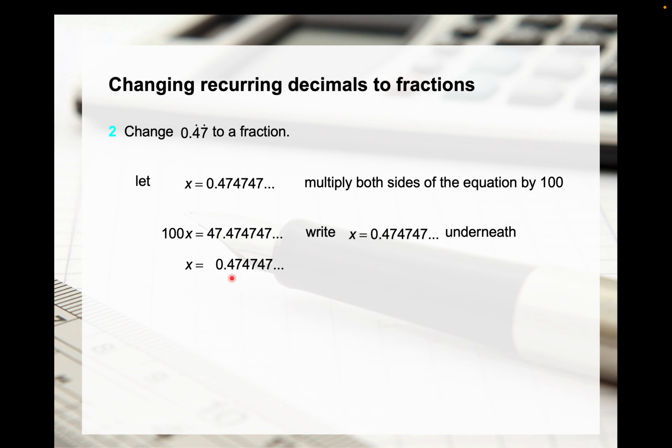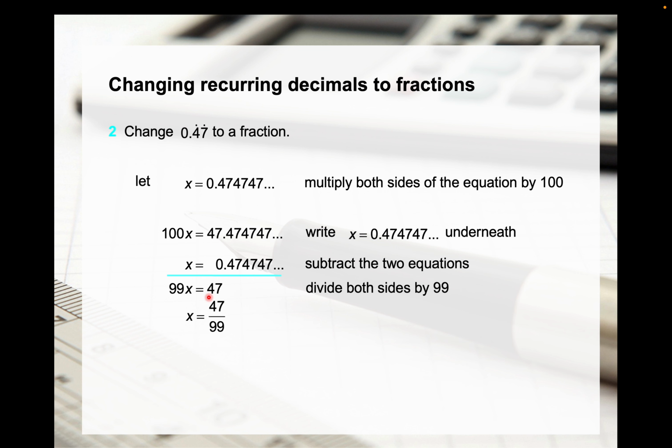So x equals 0.4747, and subtracting, this gives you 99x equals, on the right-hand side, 47.47 minus 0.47, taking away, which gives you 47. So dividing both sides by 99 gives you 47 out of 99, where we write 0.47 recurring equals 47 out of 99.